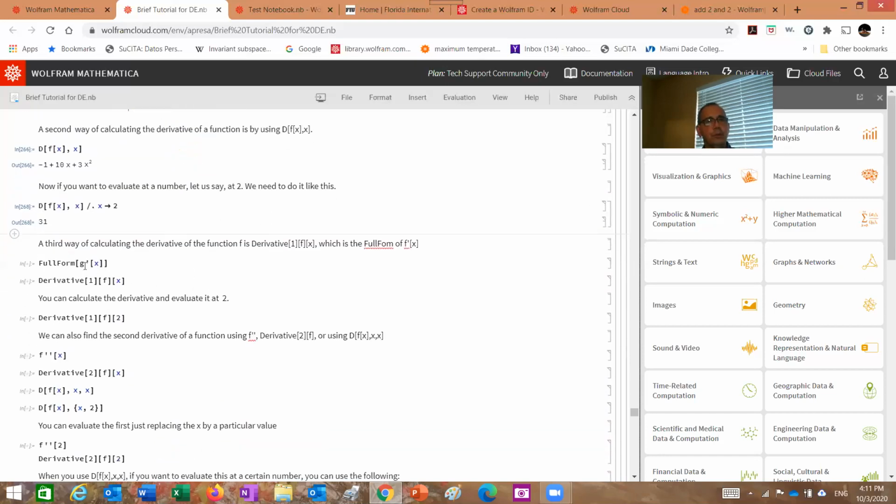Now, you see that this is a shortcut, because everything in Wolfram Language is an expression. The g prime of x is a shorthand notation for the derivative, but there should be an expression with a head for it. If you want to find the full form of that, you can enter FullForm of g prime of x, and you press enter.